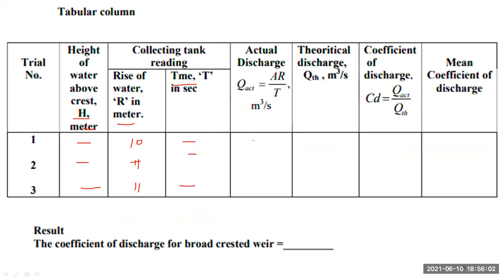Using that you'll get the actual discharge, that is AR by T, and the theoretical discharge, it is 1.705 L into H to the power 3 by 2. So you'll get different theoretical discharges. The ratio of actual to theoretical discharge gives the coefficient of discharge, and take the average, that will be your coefficient of discharge for the given broad crested weir. So the result will be the coefficient of discharge for a given broad crested weir.